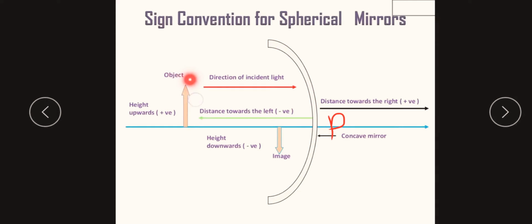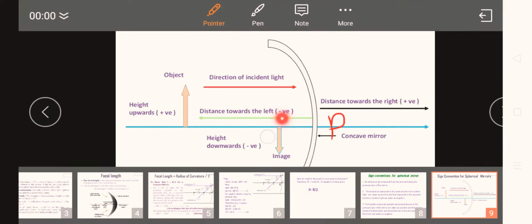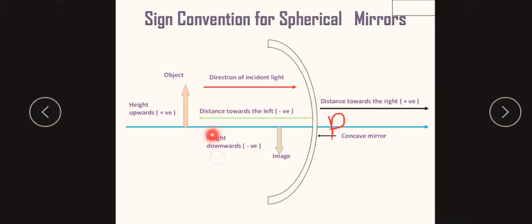If the direction of the incident light is like this and your measurement from the pole is towards the left, from right to left, that is opposite to the direction of the incident light, in such a condition you need to take a negative sign. This is the second sign convention.